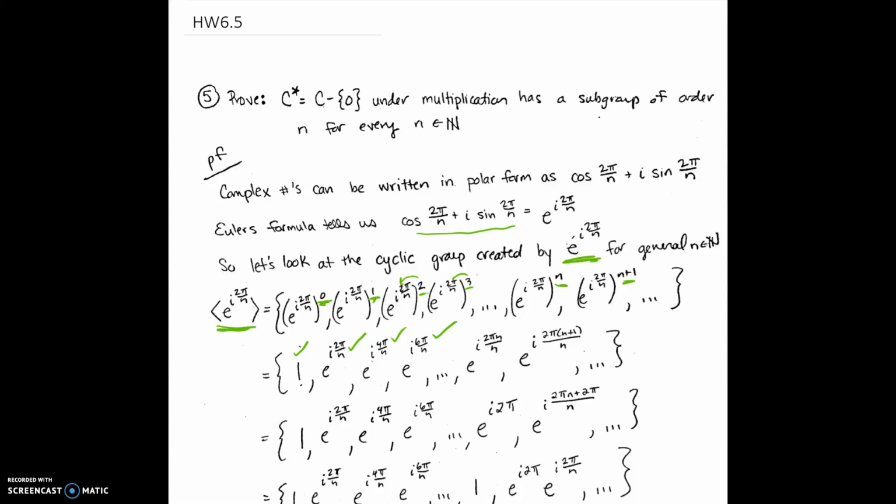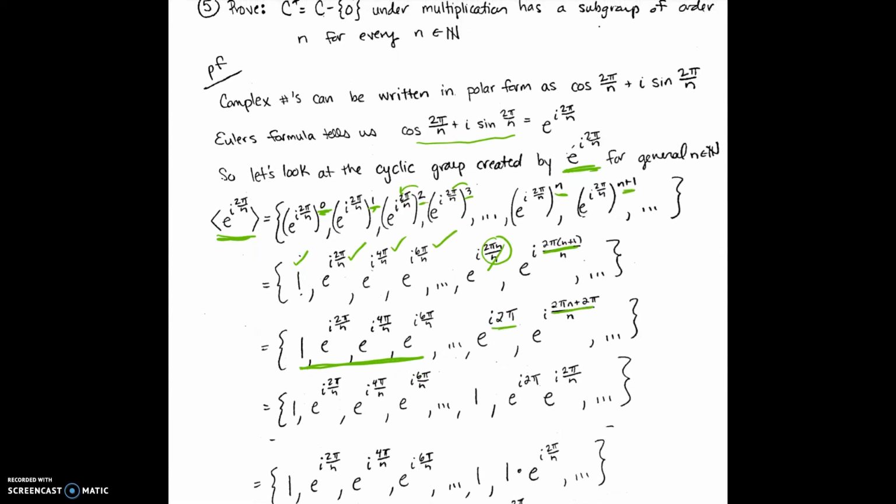So we can simplify it again. The first few stay the same. 2 pi n over n, I can cancel out the n's. I get e to the i 2 pi. Here I can distribute the 2 pi, and I get this.